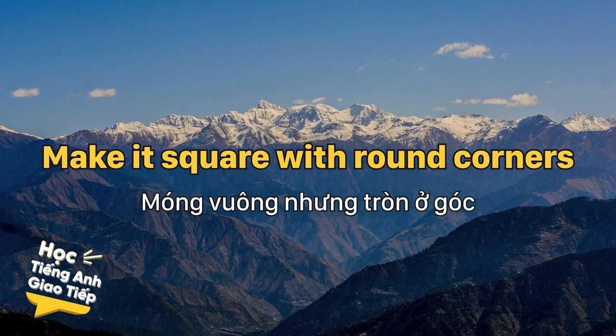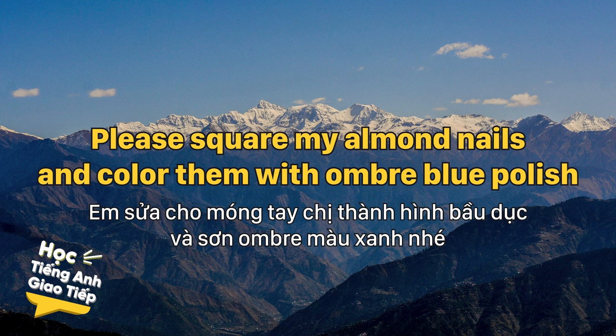Móng vuông nhưng tròn ở góc. Make it square with round corners. Em sửa cho móng tay chị thành hình bầu dục và sơn ombre màu xanh nhé. Please square my almond nails and color them with ombre blue polish.